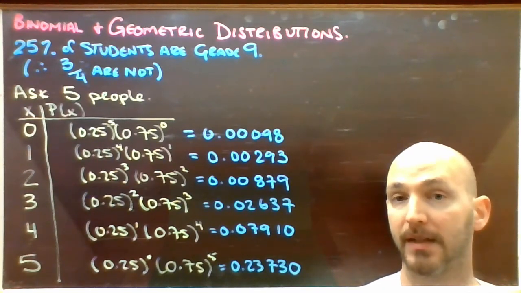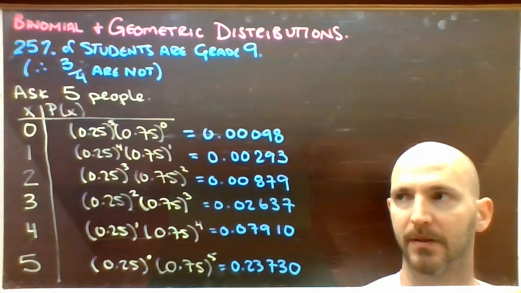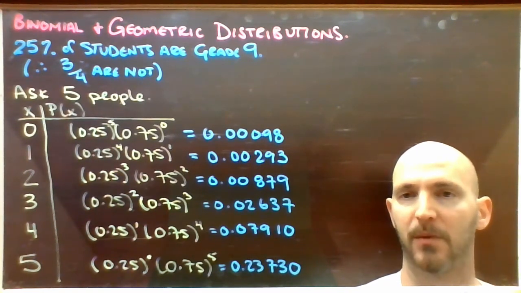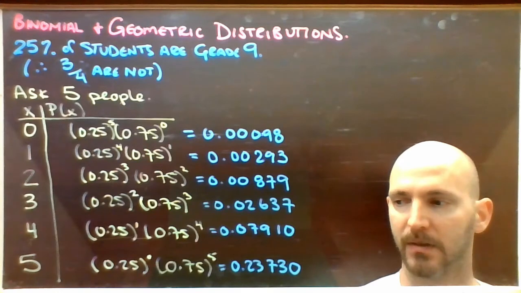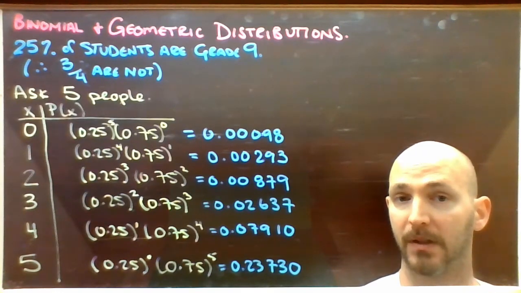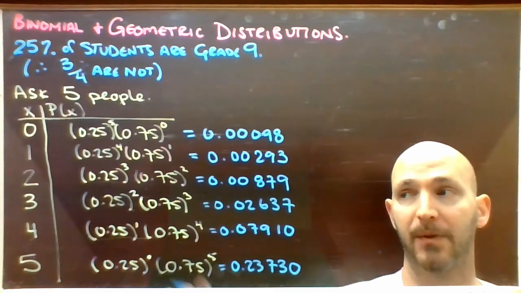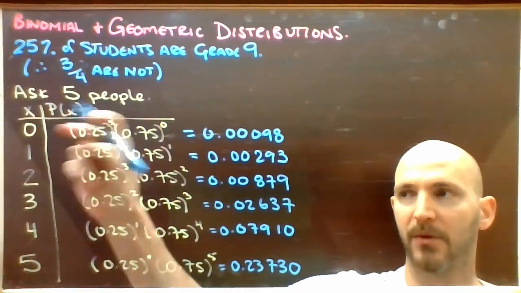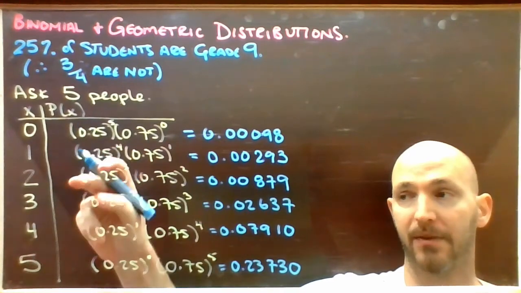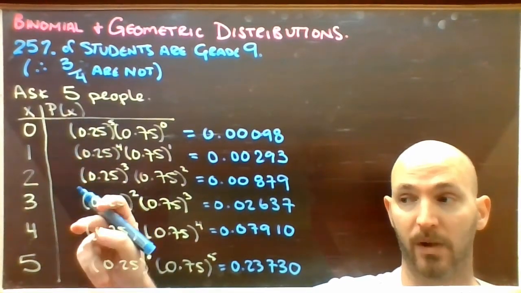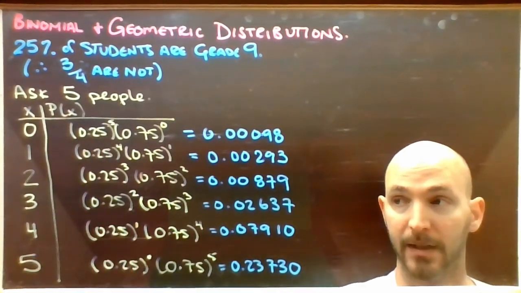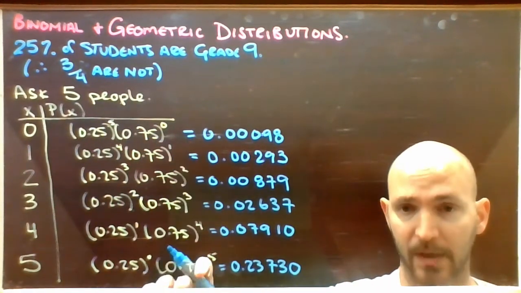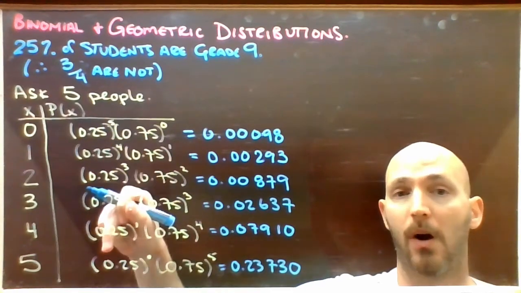Now if you were to look at these numbers and think about what's happened, I grabbed 5 people and I'm trying to figure out how many of them are in grade 9 and how many of them are not. If you think about the possibilities, if you grab 5 people, either 5 of them are in grade 9, 4 of them are in grade 9, 3 of them are in grade 9, 2 of them are in grade 9, 1 of them is grade 9, or none of them are in grade 9. There aren't any other options. So I've covered everything. This chart does not go on forever, right?